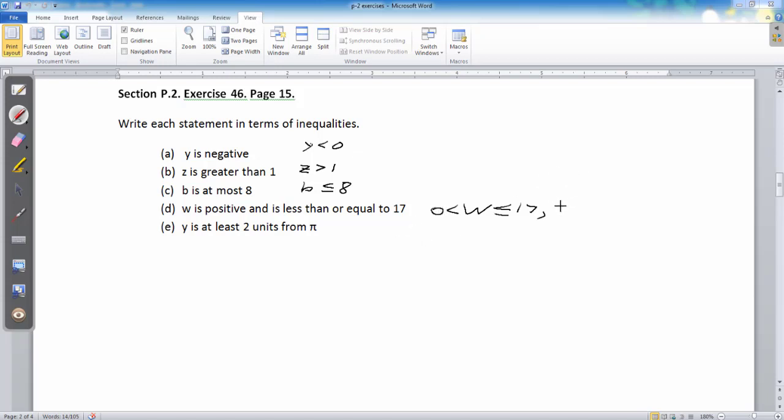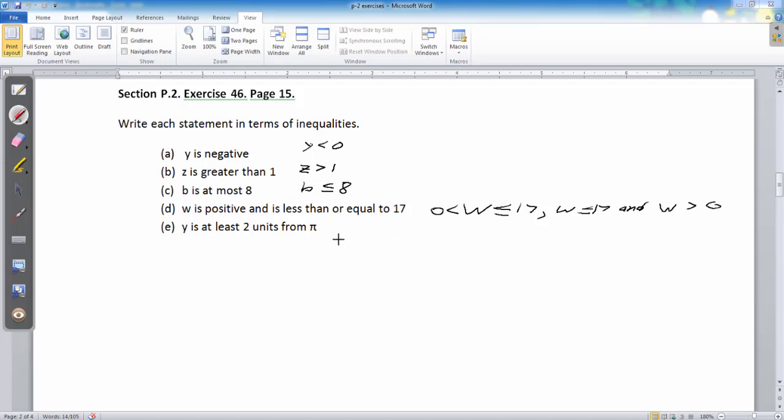Or you could write it as two inequalities and put an "and" in between. And is an acceptable statement in mathematics. It means both of the conditions have to be true if this statement is going to be true. So that would work as well, but obviously the compound inequality is a little bit shorter. So it's really up to you.